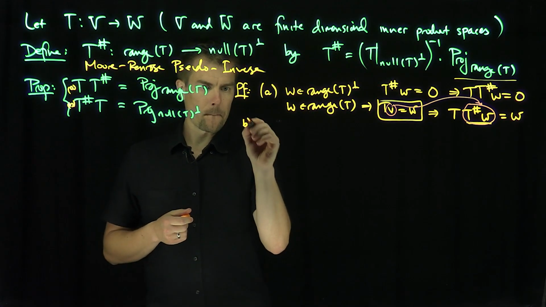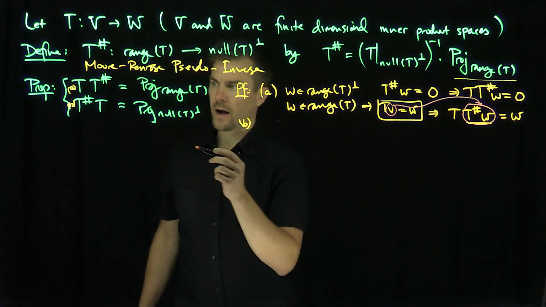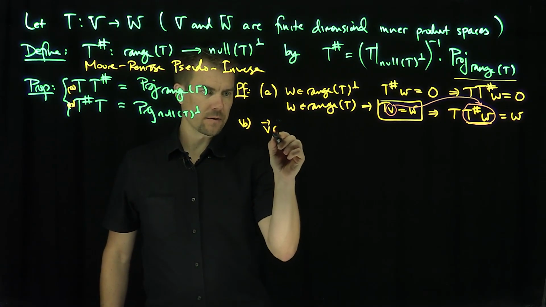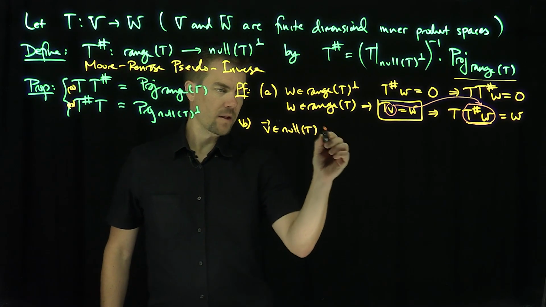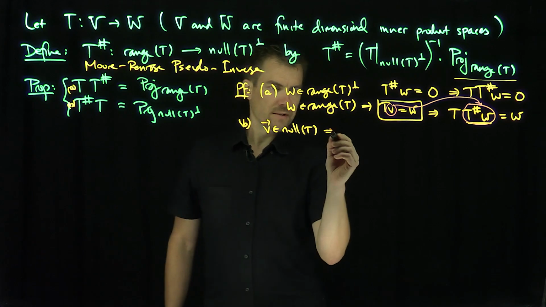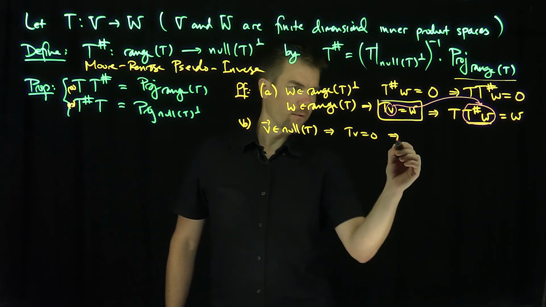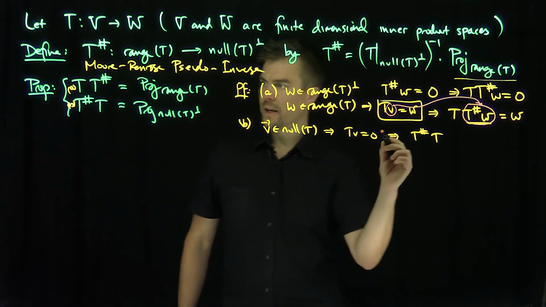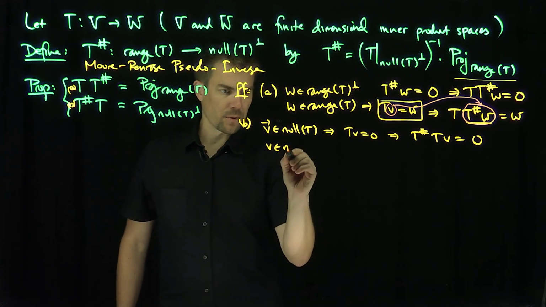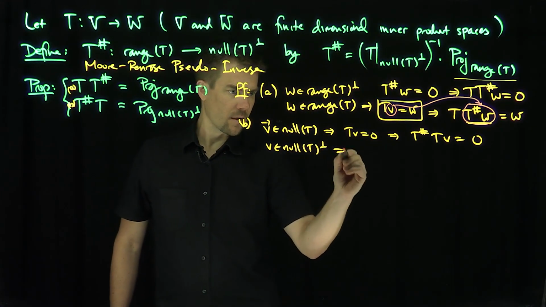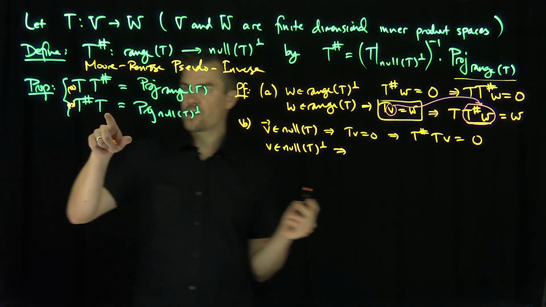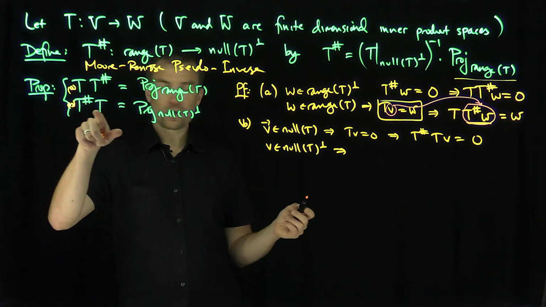Well, part B. Okay. First, let's start in the null space. If V is in the null space of T, then T of V is going to be equal to 0, and therefore T sharp of T of V is going to be equal to 0. And if V is in the null space of T perpendicular, this implies what? This implies that when we do this operation over here, then what's T sharp of T V going to be?